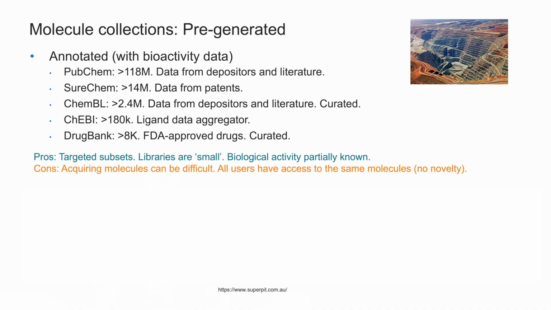You can generate targeted subsets, all the molecules that are active against a GPCR or a kinase, for example. The libraries are relatively small, the largest ones here being only about 100 million molecules. Disadvantages include there's no necessary route to obtaining the molecule. You're probably going to have to synthesize it yourself, so a lot of at-risk chemistry. There's nowhere to necessarily buy it from.